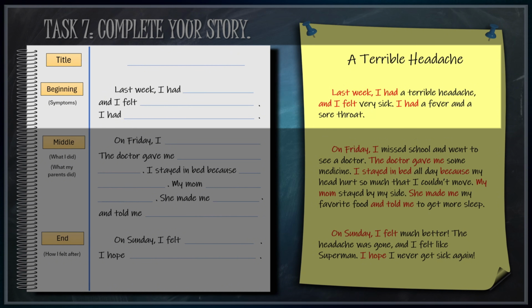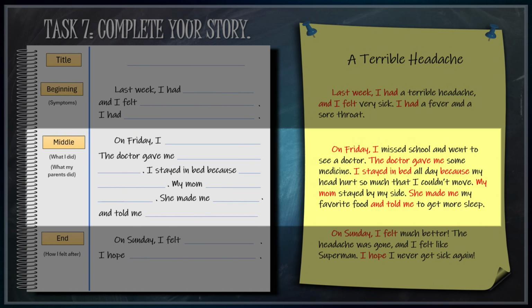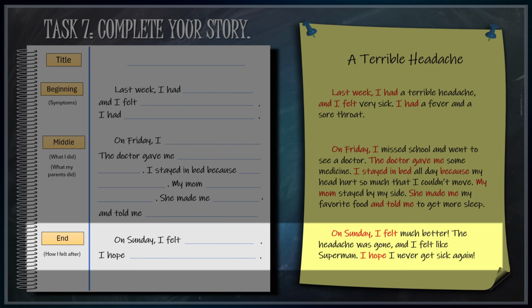A terrible headache. Last week I had a terrible headache and I felt very sick. I had a fever and a sore throat. On Friday I missed school and went to see a doctor. The doctor gave me some medicine. I stayed in bed all day because my head hurt so much that I couldn't move. My mom stayed by my side. She made me my favorite food and told me to get more sleep. On Sunday, I felt much better. The headache was gone and I felt like Superman. I hope I never get sick again.